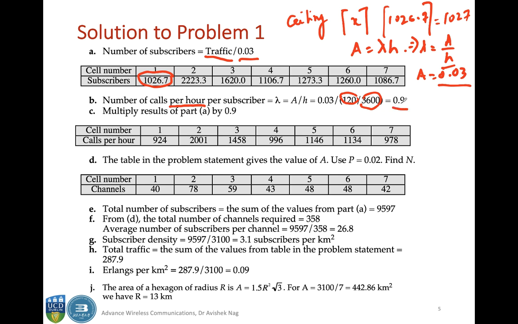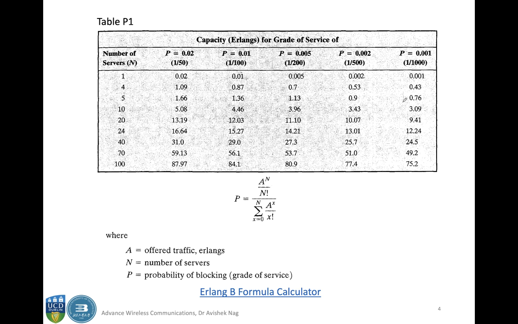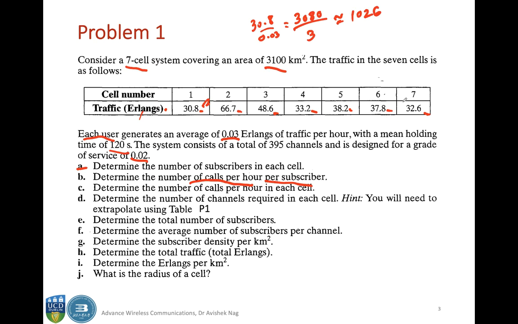So this is the number of calls per hour per subscriber, or in other words, each subscriber is generating on the average 0.9 number of calls per hour. Okay, so that's the answer to part B.